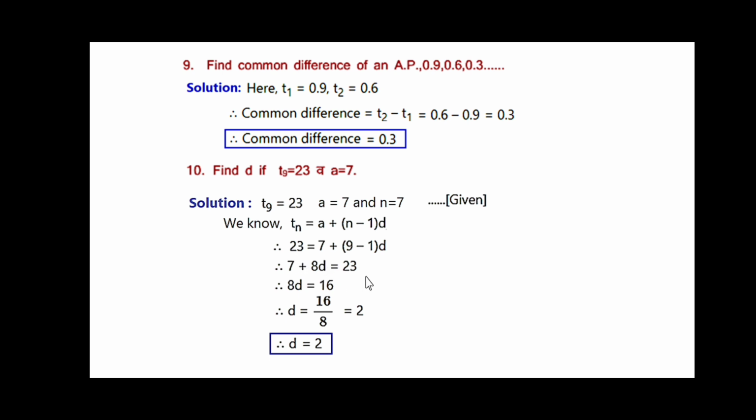So 7 we will take to this side, it will be subtracted. So 8D is equal to 23 minus 7. 23 minus 7 is 16. Therefore, we can write that 8D is equal to 16. Therefore, D is equal to 16 upon 8, which is 2. Therefore, we can write that D is equal to 2.